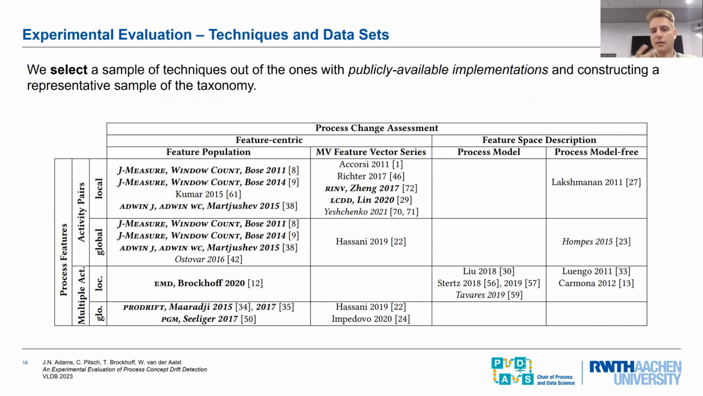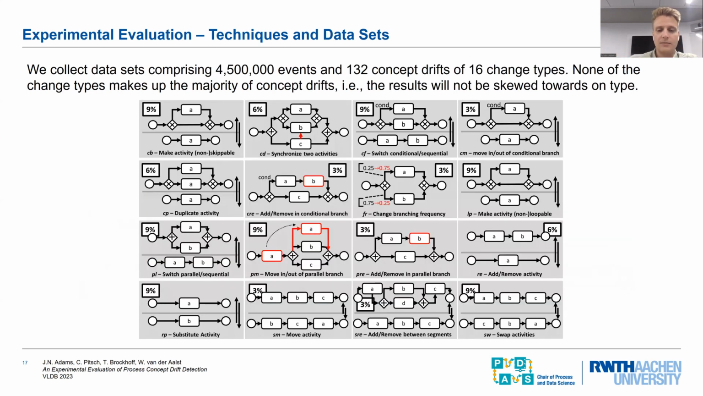And then we selected a subset of techniques that we would re-implement all in Python so that there is a comparability for the scalability. And we ended up with this selection of techniques. Then we looked at which data sets are employed, and we pooled all of the ones that we could use together. And we ended up with a data set of 4.5 million events and 132 concept drifts.